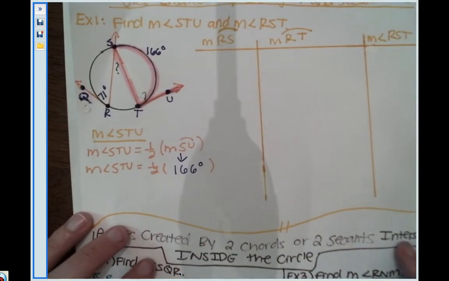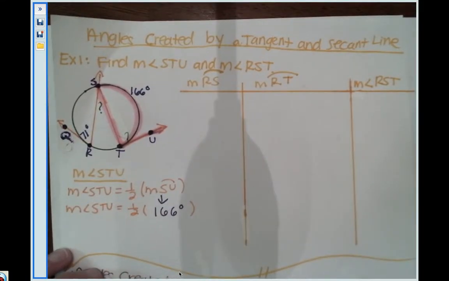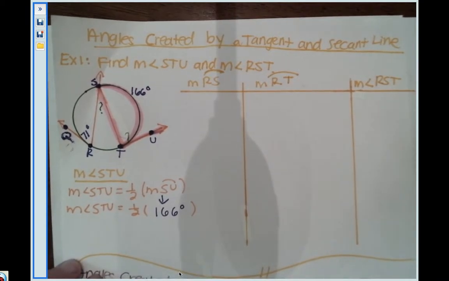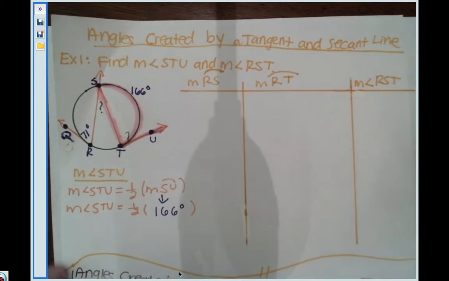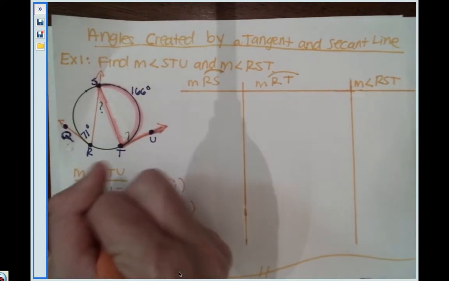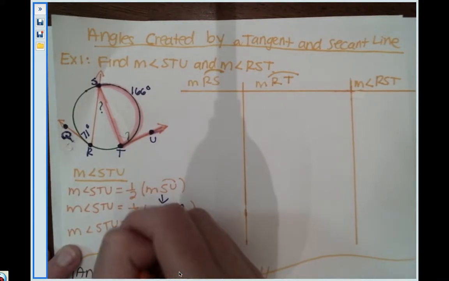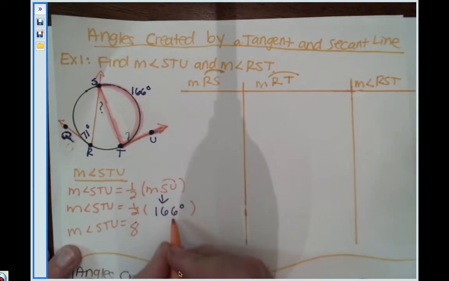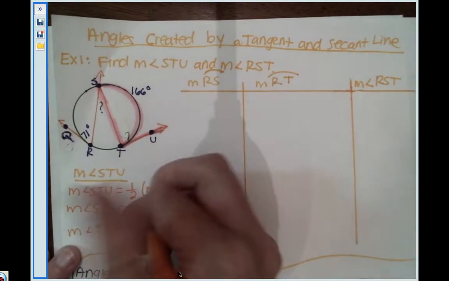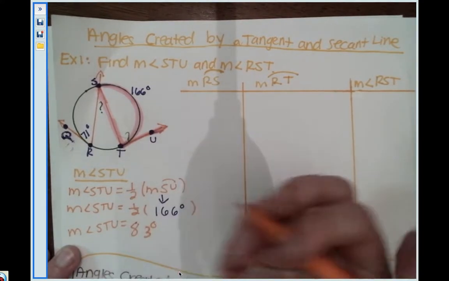166 degrees. And then we're almost done with this problem. So I'm going to multiply 166 by 1/2, or divide it by 2, because that is the same thing. So what is half of 166, or 166 divided by 2? Well, let's see here. Half of 16 is 8, and half of 6 is 3. So this is going to be 83 degrees.